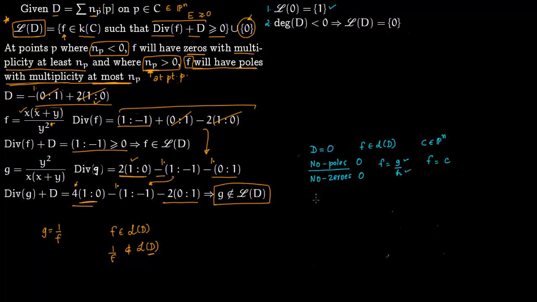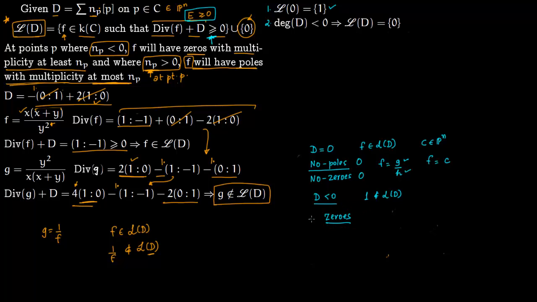Number 2, your degree is given less than 0. So obviously constants don't lie in this space. So 1 is not in this space precisely because these constants have degree 0 and this is less than 0. So again, if this is less than 0, what we are saying is that the function can only have zeros, because after all you would have to add a positive number to these negative numbers to make your divisor effective. So notice this sign. So the function can have only zeros.